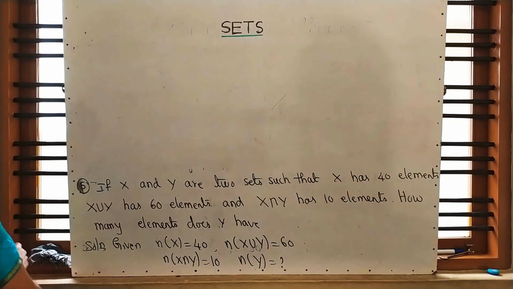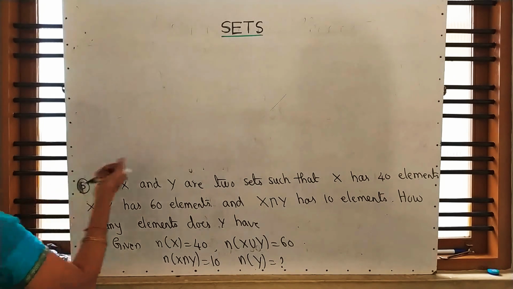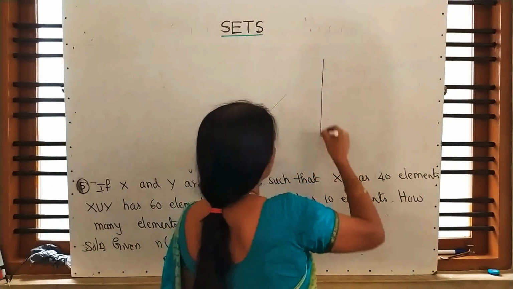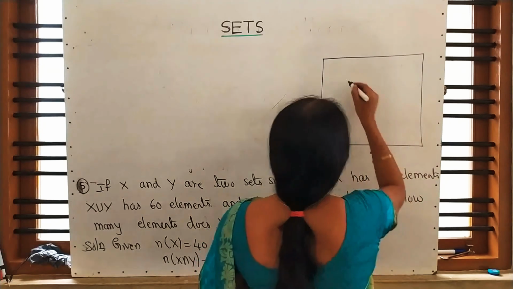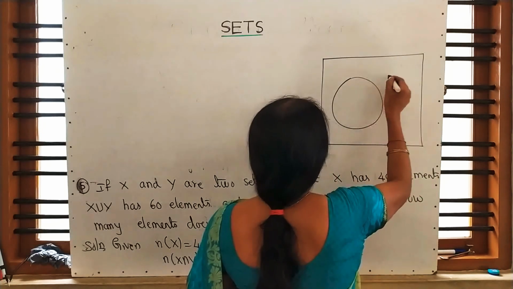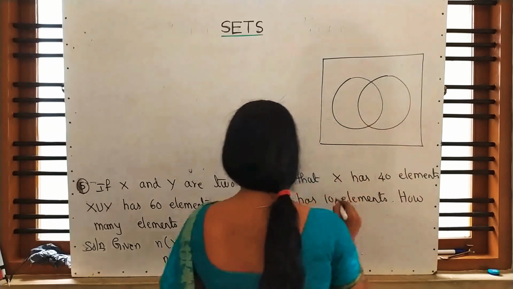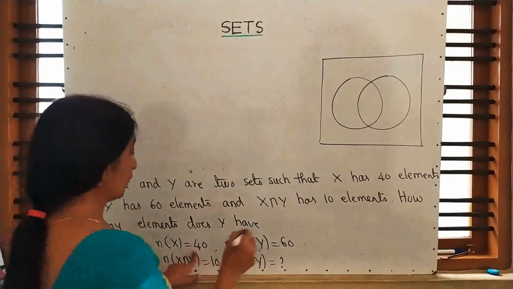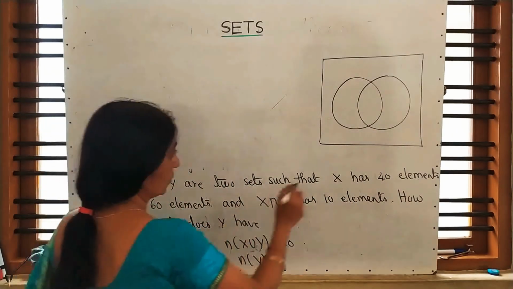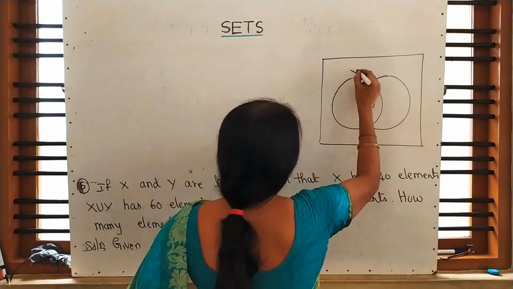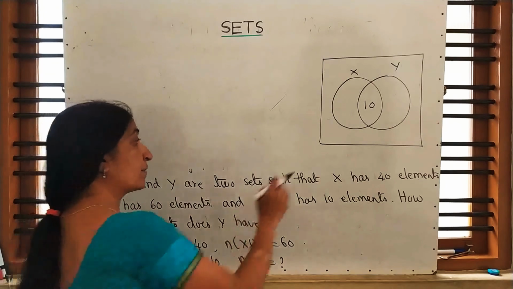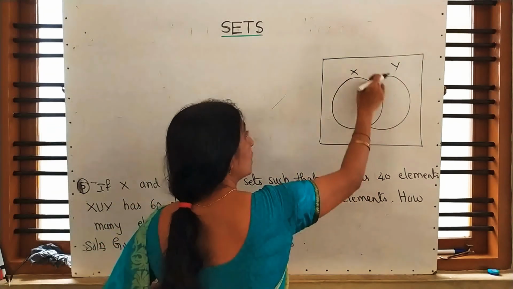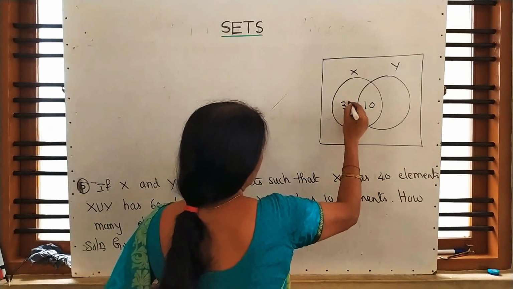First I will draw the figure. So here X and Y, very simple it is. Set X is given, set Y is given. Set X has how many elements? 40 elements. The intersection has 10 elements. This is X, this is Y. Number of elements in X is 40. That means including this 10. This is total, it is X, means this is 30.